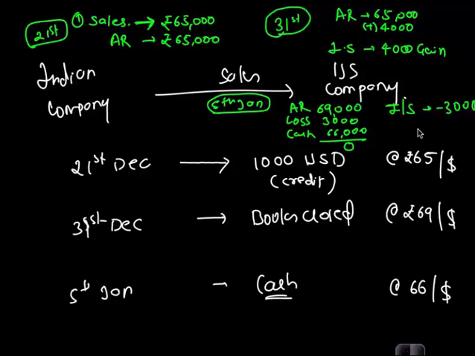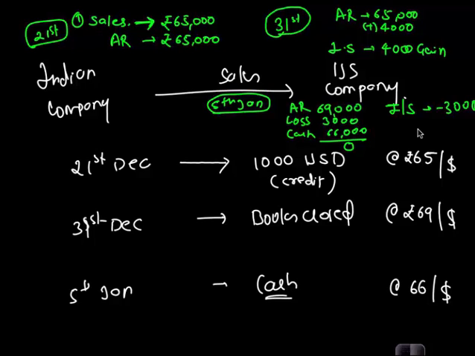Any questions you want to ask him? So the question is asked that 3,000 gain, should that be a part of other income or operating income? Non-operating.